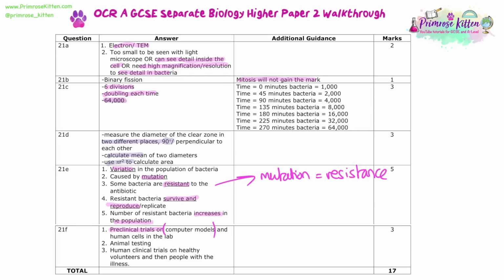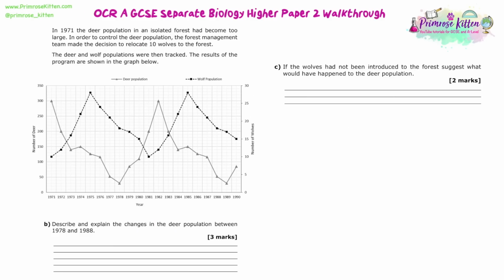Animal testing, and then clinical trials, and you need both here, which is why I said don't just say, oh, healthy volunteers and then stop, because the next stage after that is people with the illness, sick people, patients. If you put sick people or patients, also fine, as long as you've got the idea that they have the illness and they're different from the healthy volunteers. But you need both of those to get that 3rd mark.